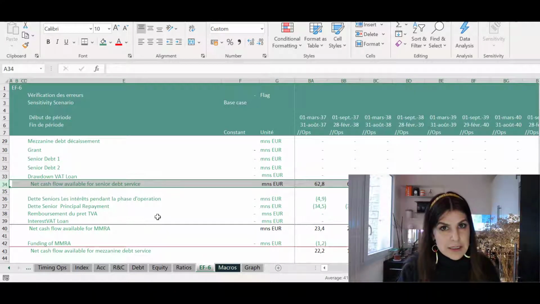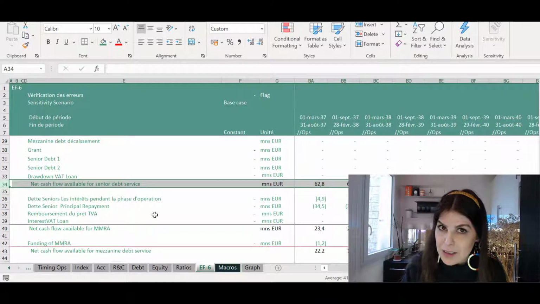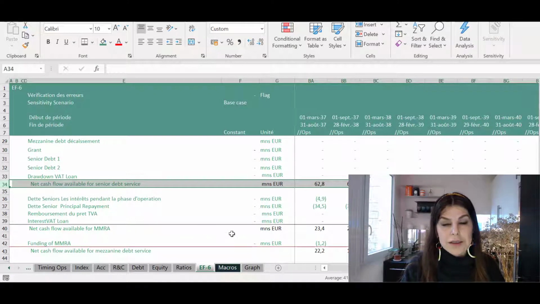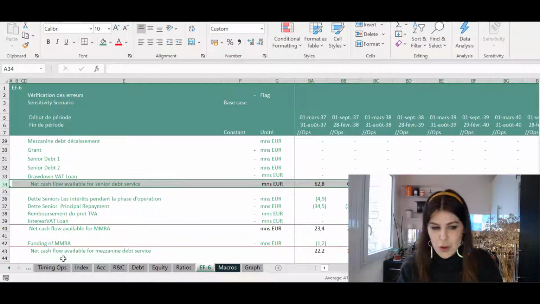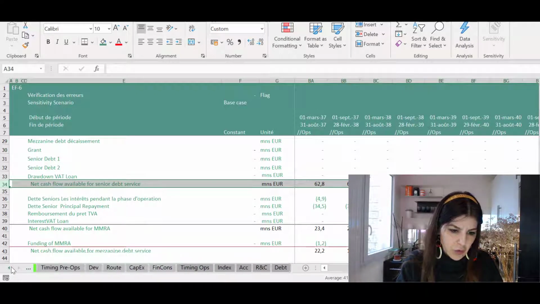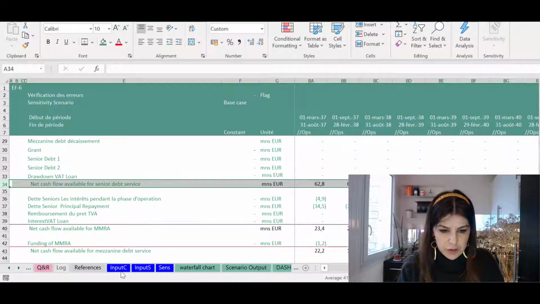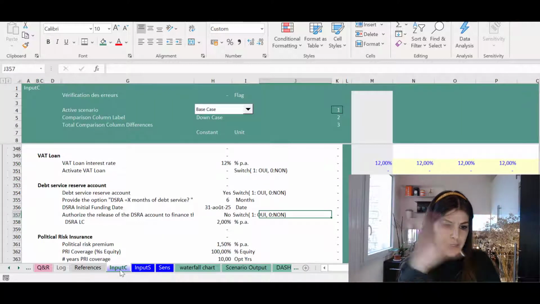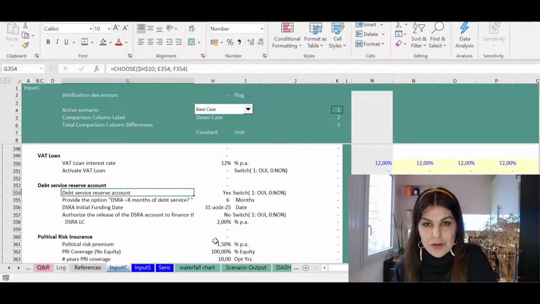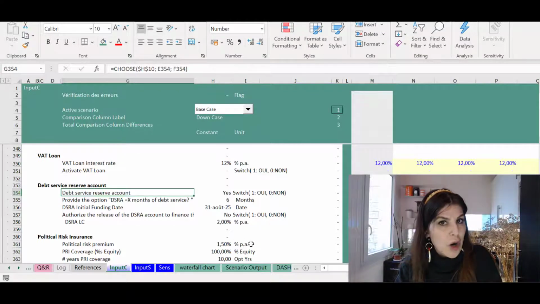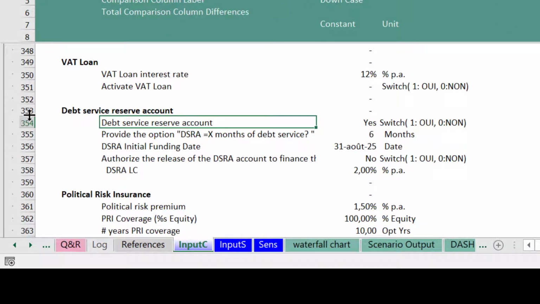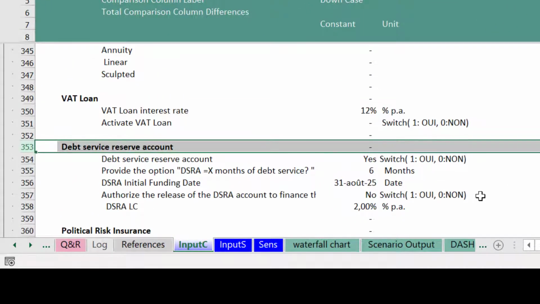So these are the things that you need to consider when discussing the debt service reserve account between lenders and sponsor. So I'm just going to quickly take you to this financial model. For example, all the things that we discussed previously, I'm going to show you how I modeled it. So for the debt service reserve account in the financing term, this is my input sheet.